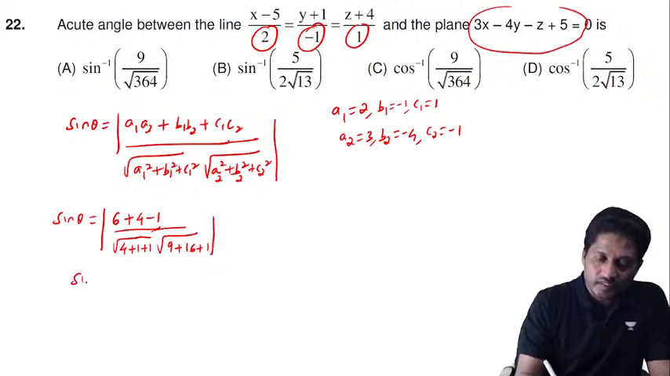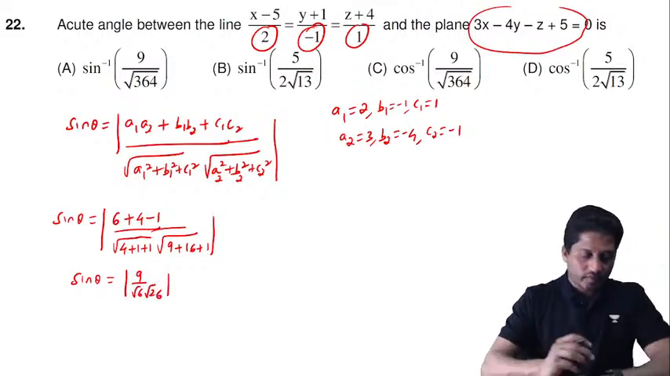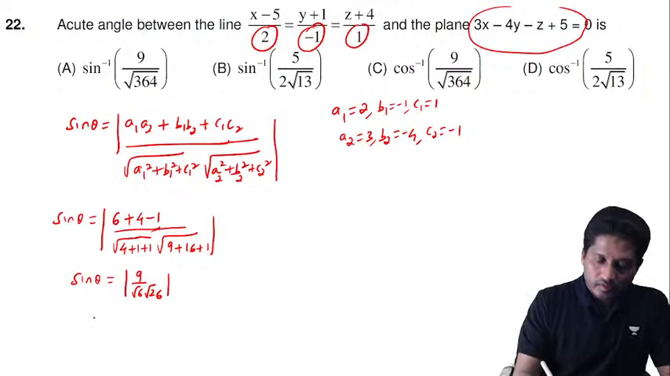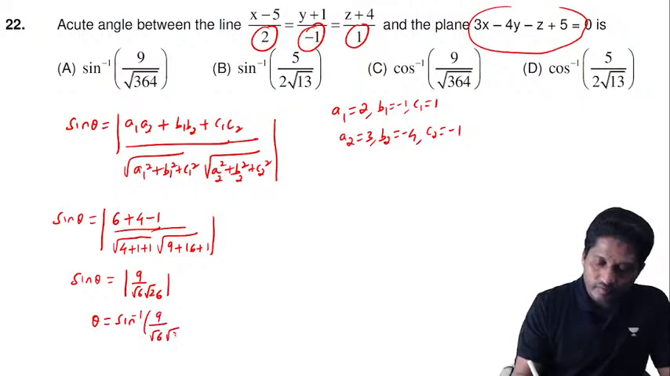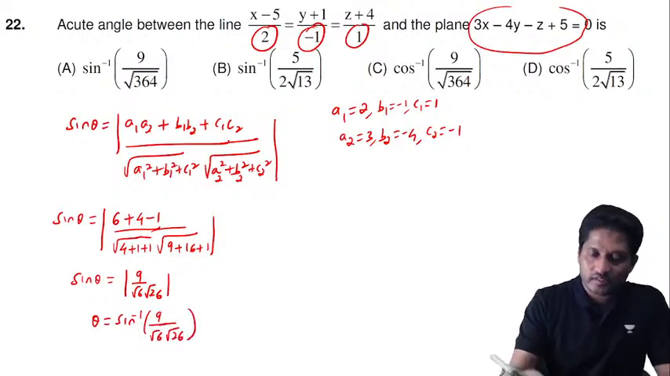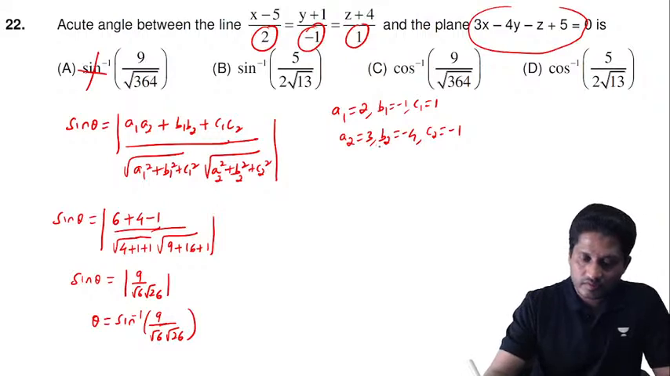Now sin theta is equal to 9 by root 6 and root of 26. So theta is equal to sin inverse of 9 divided by root 6 into root of 26. There is no option like this. This option is ruled out and this one is also ruled out.